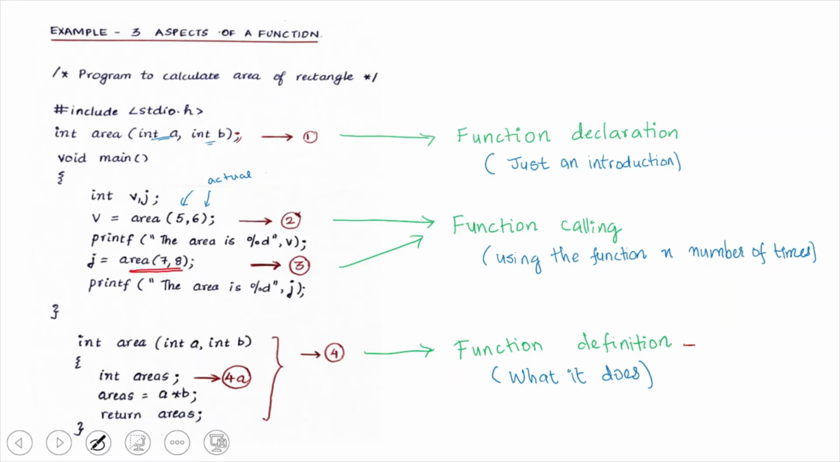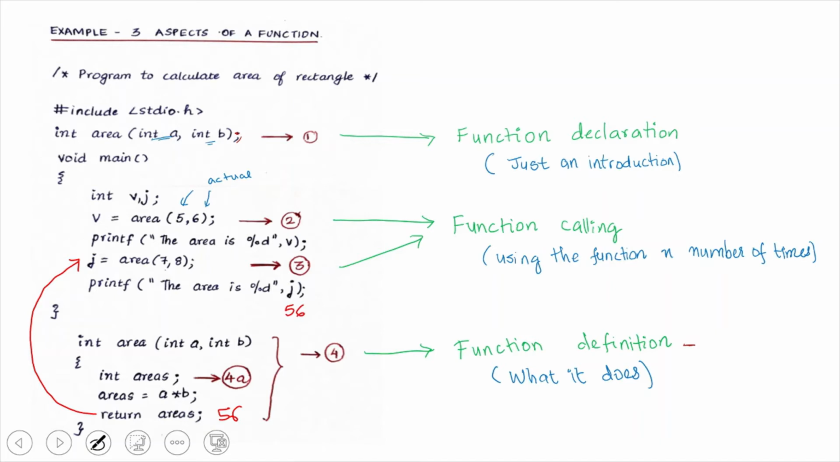Similarly, we can call that function again. Once that function is called, we are going to pass two arguments, that is 7 and 8. That is going to come to the called function, and once it comes to the called function, a will get the value 7 and b will get the value 8. Then we have already declared this, so now it will get the value 7 into 8, and the value 56 is calculated and returned to the main function. So now j will contain the value 56. So 56 is now printed.